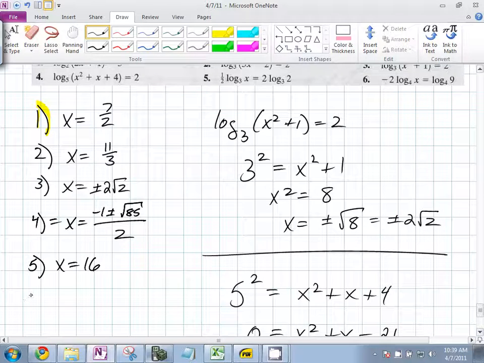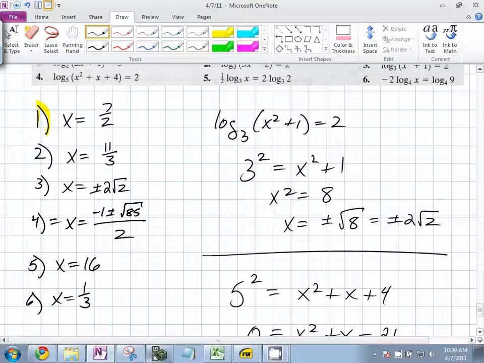We'll come back to any questions. Who has an answer to 6? Hanley. 1 over 3. Who got x equals 1 over 3? Did someone get a different answer for number 6? What did you get, Olivia? You got 3? Let's test out number 6.